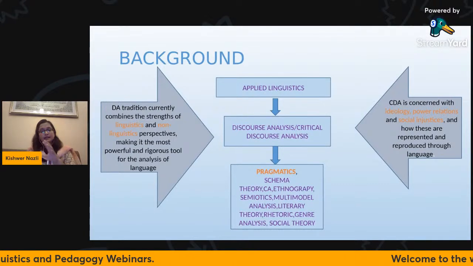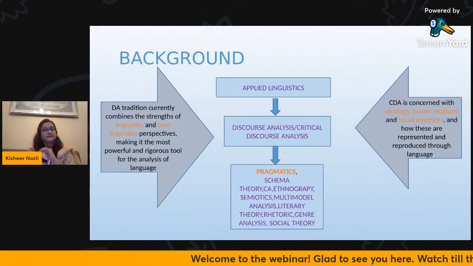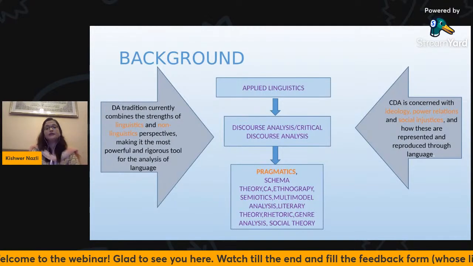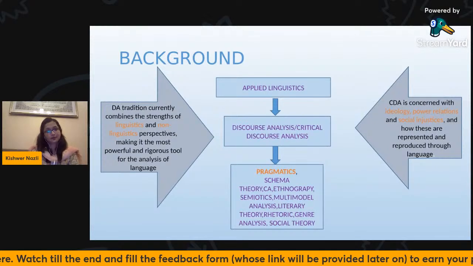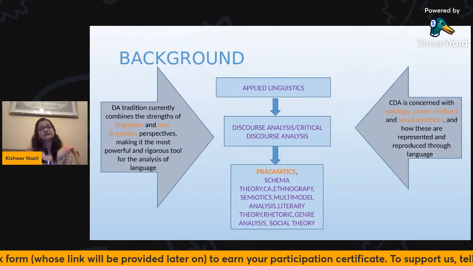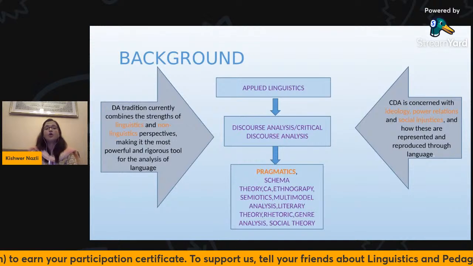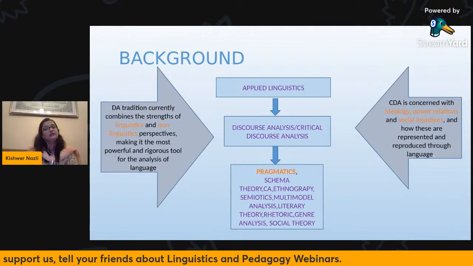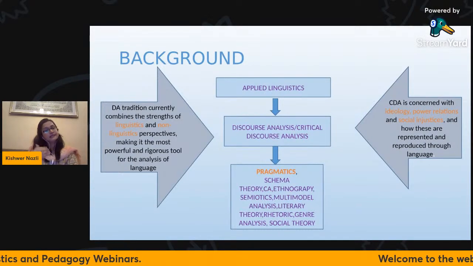And equally, applied linguistics was also influenced by critical discourse analysis. Where discourse analysis looks at other aspects of the non-linguistics perspective, critical discourse analysis is concerned with ideology, power relations, and social injustice, like how we communicate when there are power relations, when we cannot communicate with all people of their status in the same way.